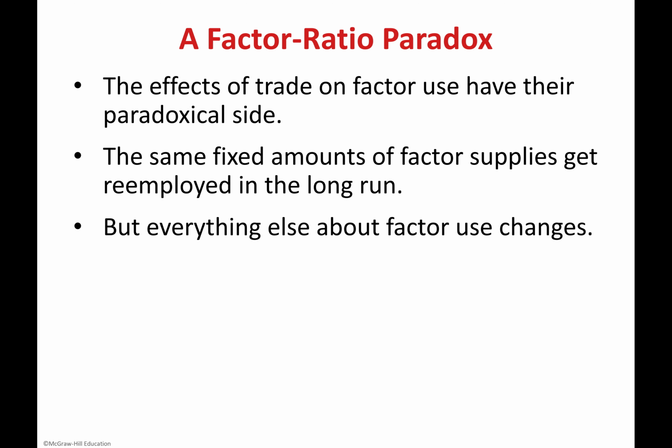Factor ratio paradox. The effects of trade on factor use have their paradoxical side. The same fixed amounts of factor supplies get re-employed in the long run, but everything else about factor use changes. So in other words, the amount of factors used are going to get re-employed in the long run, but everything else about the factor use is going to change.